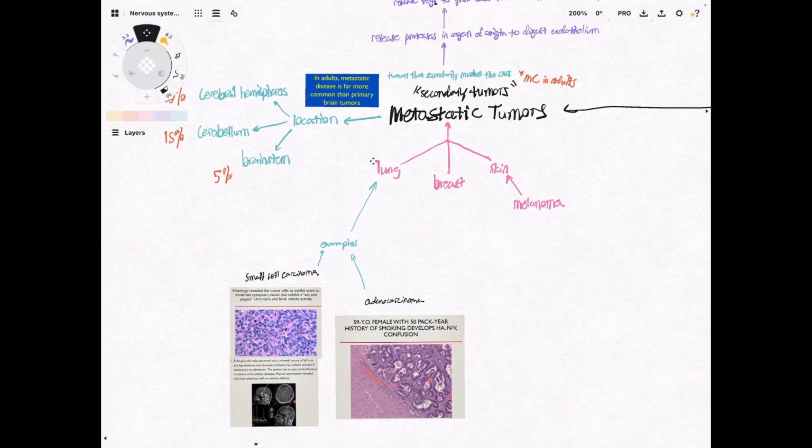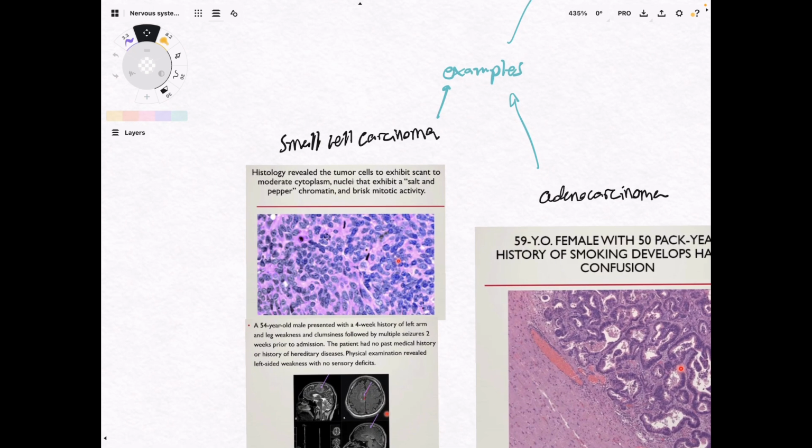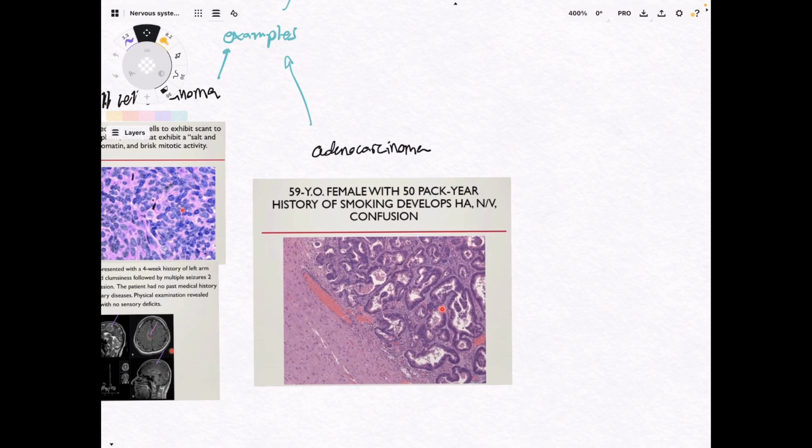In lung, you can suggest the patient probably has a smoking history, or maybe they have a history of ingesting a bunch of toxins made from occupation. And the most common types of lung cancers that will spread to the brain are small cell carcinomas, as you can see here in a histology image. You have nuclei that exhibit salt and pepper chromatin with brisk mitotic activity, so these cells are replicating very fast. They're sometimes referred to as small blue cells, so that's small cell carcinoma, and then adenocarcinoma.